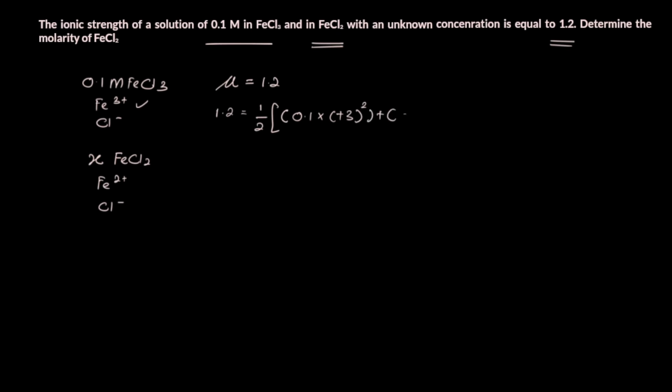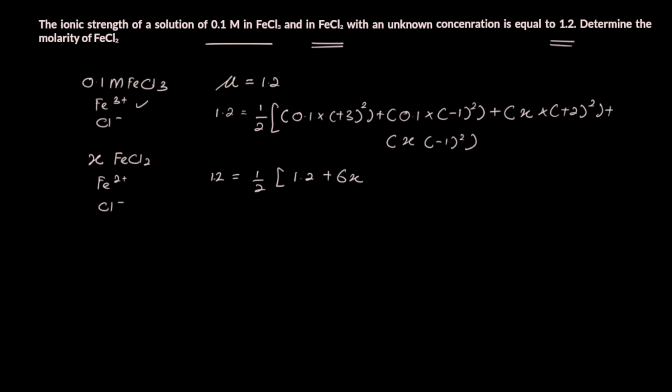+3 to the power of 2 plus the same concentration times -1 to the power of 2 plus this one is X, unknown concentration, times +2 to the power of 2 plus the unknown concentration again times -1 to the power of 2. So you will get 1.2 is equivalent to half 1.2 plus 6x. Right, so to make things simpler, I'm just going to transfer this here, so you will get 2.4 is equivalent to 1.2 plus 6x.